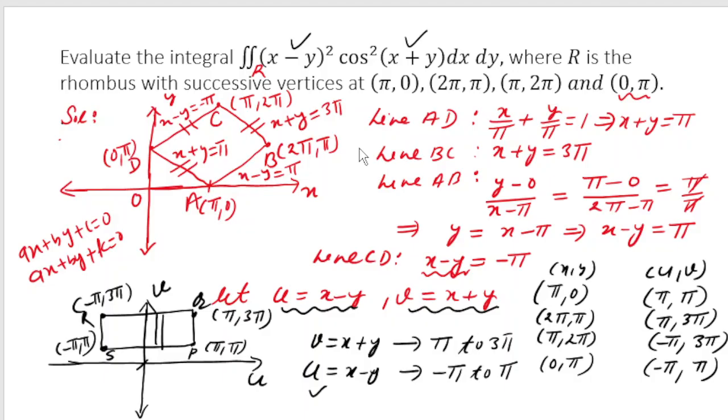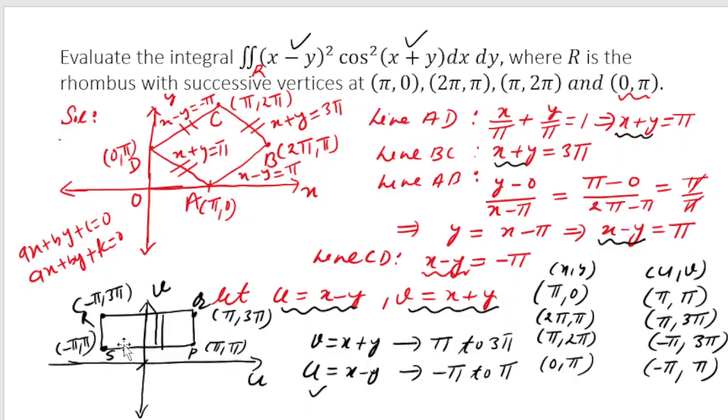But you may ask me, sir, how did I know that I have to change the variable? Because of the kind of equations that I am getting here, you can see we are getting something like x plus y is equal to pi and x plus y is equal to 3 pi. So we note that if I take x plus y as u, then u will change from pi to 3 pi. And similarly, here also we have got equations like x minus y is equal to pi and x minus y is equal to minus pi. So it is giving us the hint to take x minus y as u, and x plus y as v, so that you can change it very easily, right?